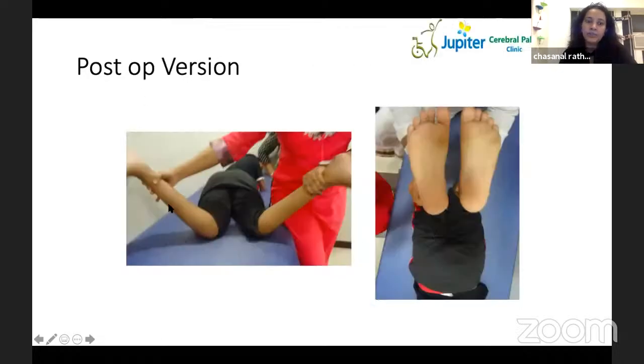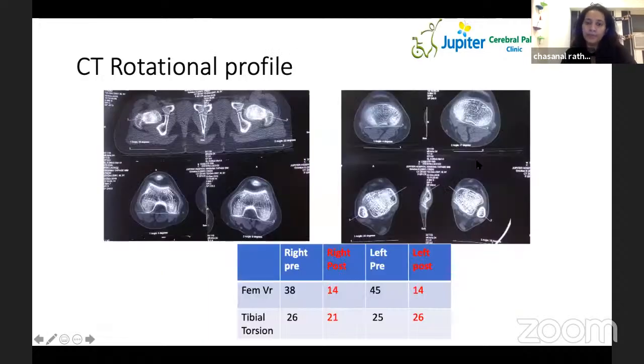And this was the post-operative version. We saw pre-operatively his legs were almost touching the couch. It was almost 90 degrees of internal rotation. His feet looked very much better with the simple tibialis posterior lengthening because the varus was from the forefoot mainly. And the post-operative CT scans did show significantly good results.